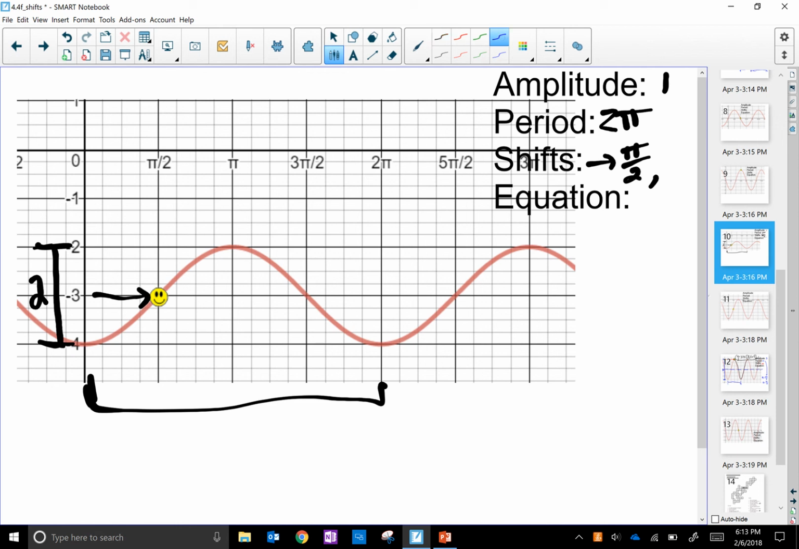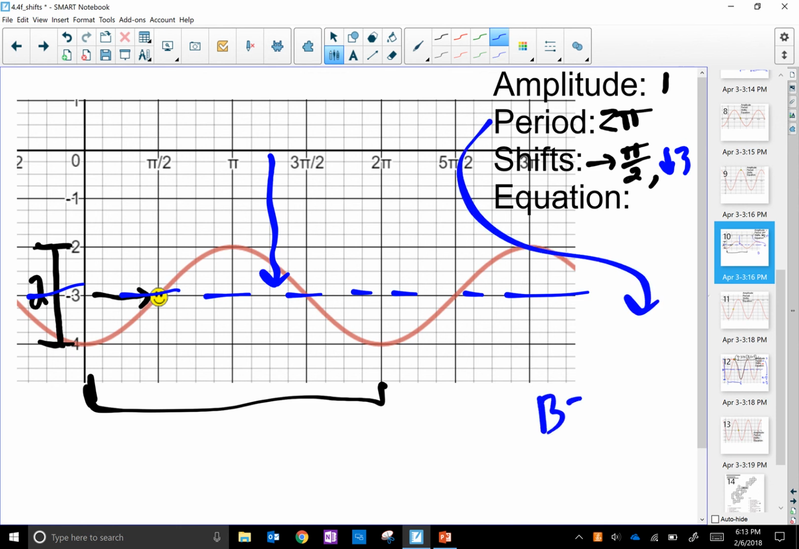Vertically, draw the midline. Distance from the x-axis to the midline is 3. So it's down 3. I need to get the value of b. b equals 2 pi divided by 2 pi. So that simplifies to be 1.